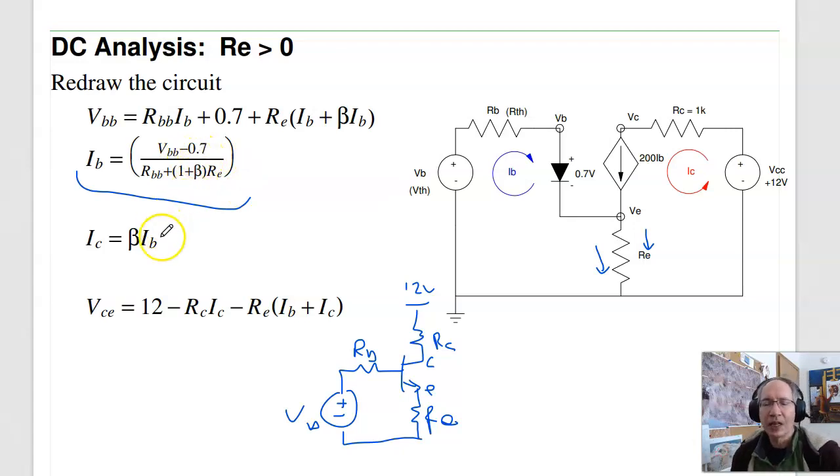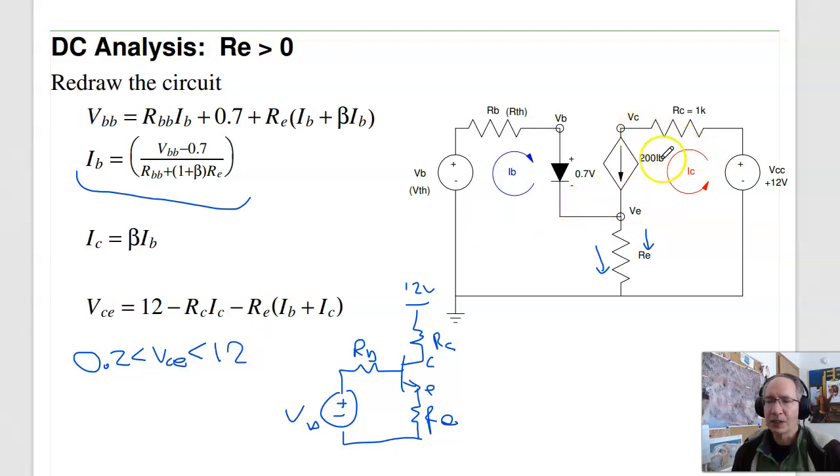So that's the base current. Once I know the base current, I can find the collector current. That's beta IB. And then VCE is your 12 volts minus RC times IC minus RE times (IB plus IC). With the constraint that VCE has to be between 0.2 volts and 12 volts. If it's more than 12 volts, it actually clips at 12 volts. IC can't go negative. If it tries to go negative, it'll go to 0, and I get 12 volts across it. And VCE can't be less than 0.2, because that's when you saturate. If it's less than 0.2, this doesn't work anymore. I just saturate. This is 0.2 volts, and you have to reanalyze the circuit.